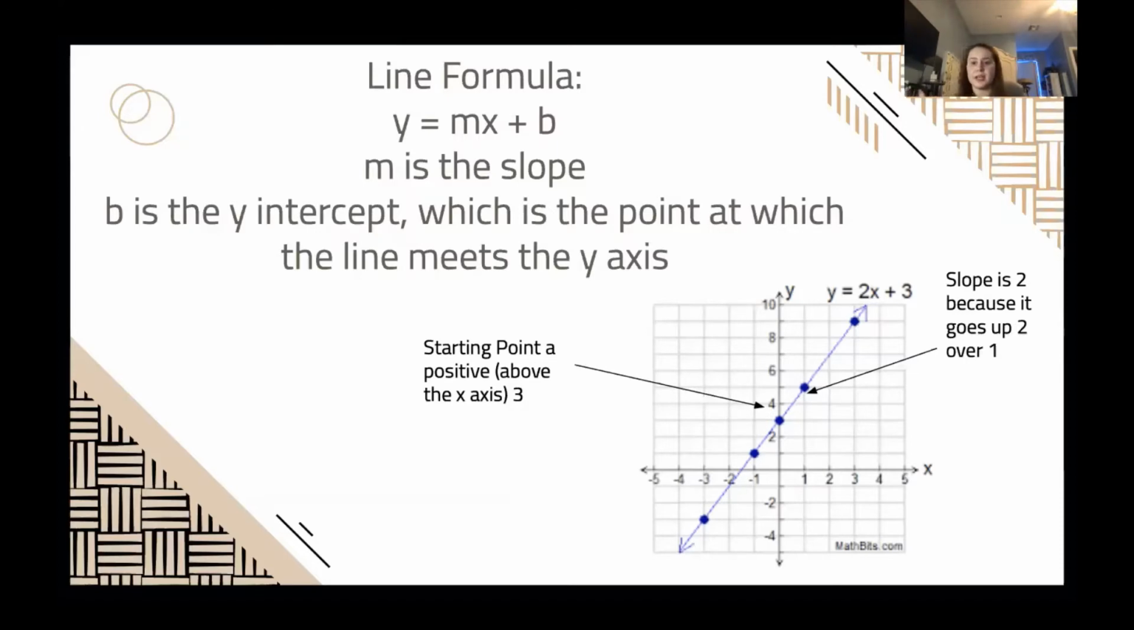So if you look at the graph, we're using the equation y equals 2x plus 3. If you notice that 2x, the slope is 2, because the 2x goes up 2 over 1, 2 over 1, that's the slope. And the starting point, which is b, is positive 3, which is why I pointed out the arrow on the y-axis, which is why it's 3. So that's the standard line formula.